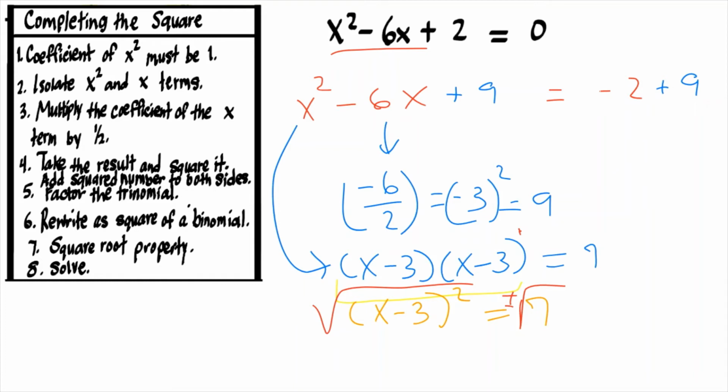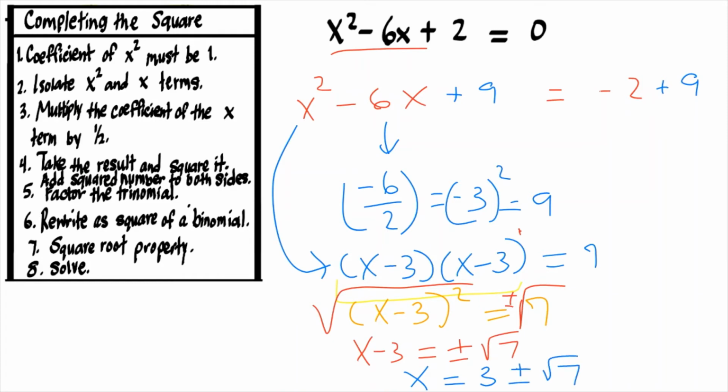So now I have x minus 3 is equal to plus or minus radical 7. Now I just don't leave it like this. Students like to just stop here, but I'm always solving for x, so I have to get x on one side by itself. So I move a positive 3 over. I have positive 3 plus or minus radical 7.